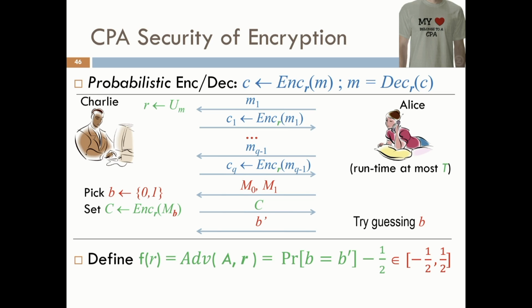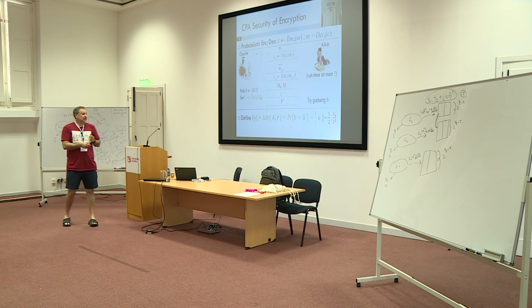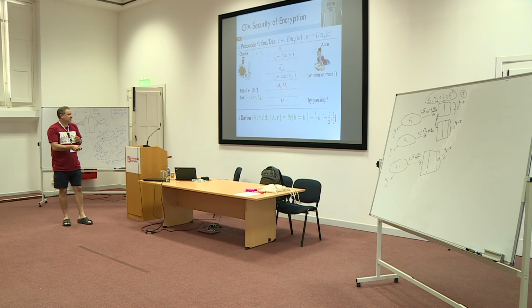So what is the advantage of the attacker? The way we define it is the probability that b equals b prime, minus a half. That's how, if you take the expected value of the absolute value of this f, security of encryption is defined. So this is my function f of r. For every particular secret key r, we can define this function f of r.